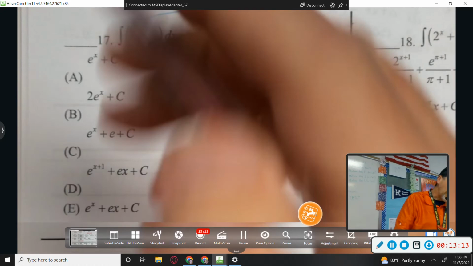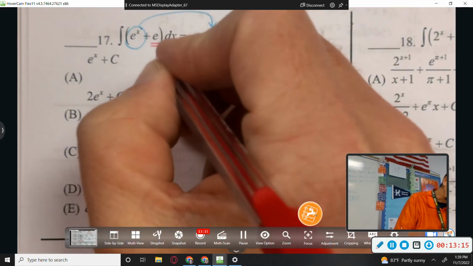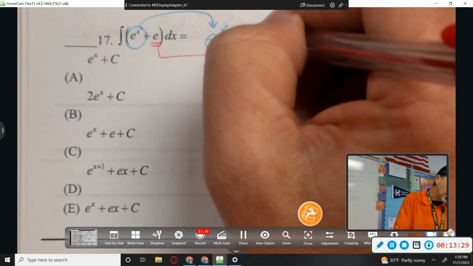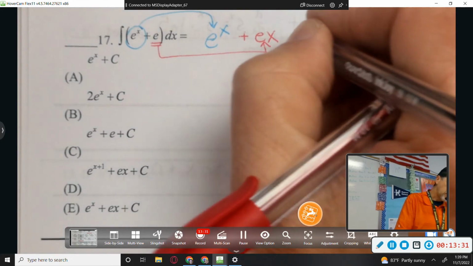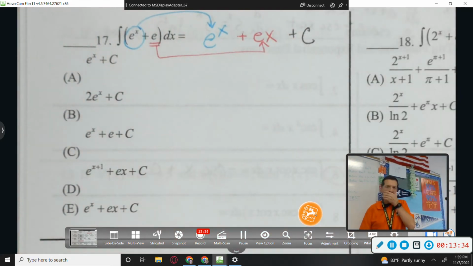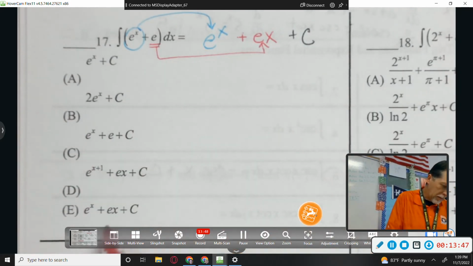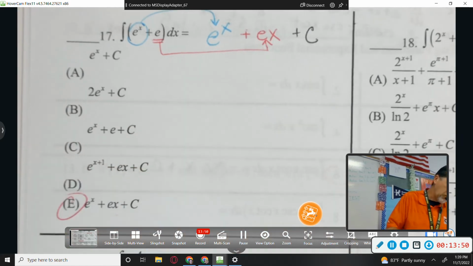But what about the antiderivative of e? E times x. Yeah, because e is just a constant. We don't like e, but e is just 2.7. So the antiderivative of 2.7 would be 2.7x. So plus ex plus c. When in doubt, don't forget e is a constant. Pi is a constant. So e to the x plus ex plus c. Answer choice E.